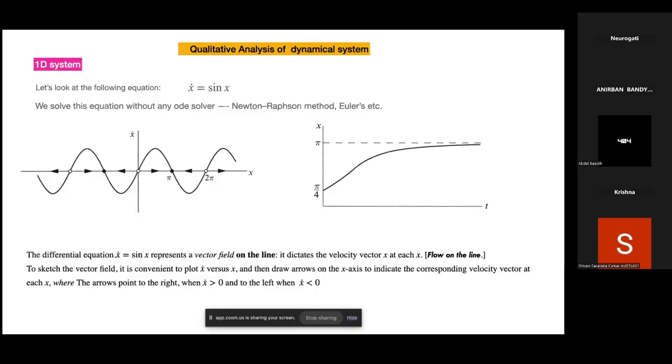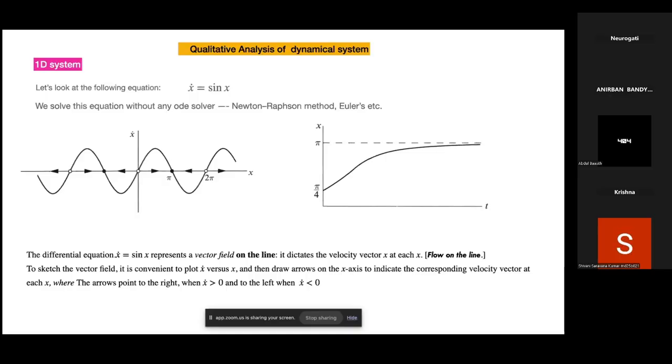So when it is greater than 0, we can think that the solution is growing, so we just point the arrow to the right. So that's written here: the arrow points to the right when x dot is greater than 0, and when it is negative, we can think that the solutions go in the negative direction, so you give an arrow to the left. So by looking at this, we can understand what the solution looks like.